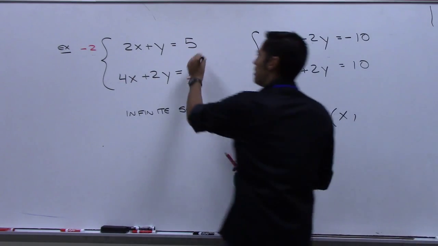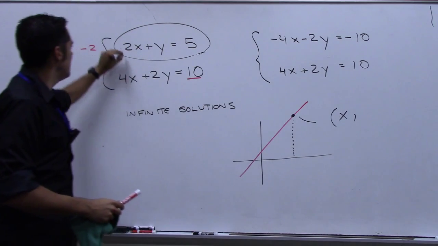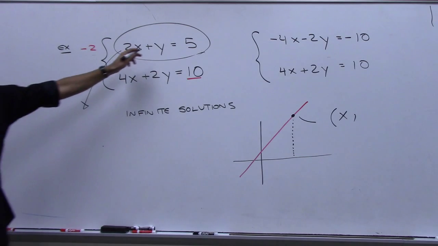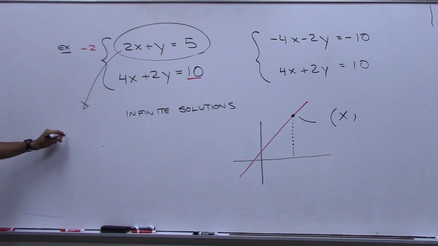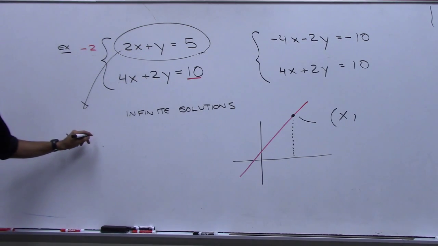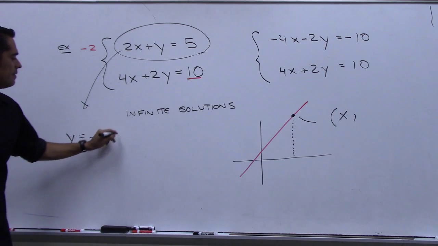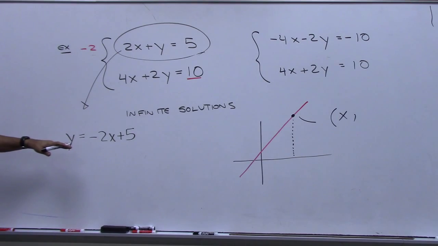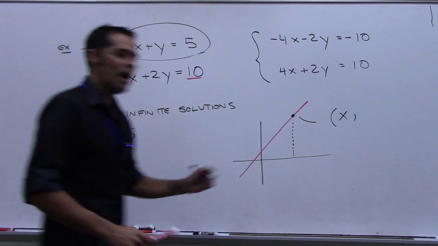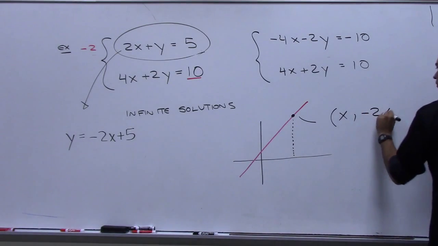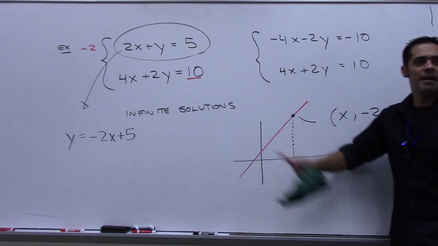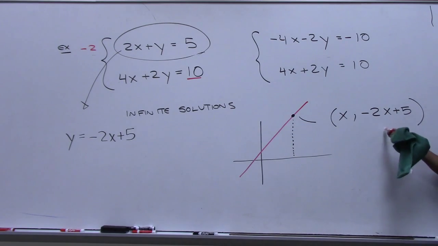Well, if these are both the same line, then can't I just solve that for y? Yes. Okay, solve this equation for y, and what do you get? y is negative 2x plus 5. You could also say 5 minus 2x, right? That is what the y-coordinate is. So we have infinite solutions, but not just any numbers we pick. They all have to look like this.